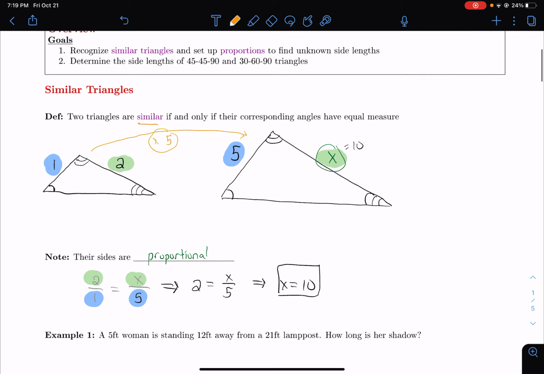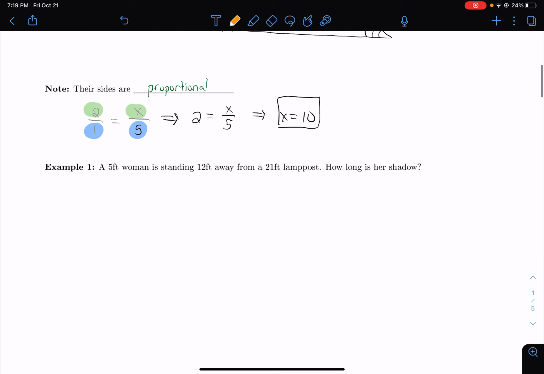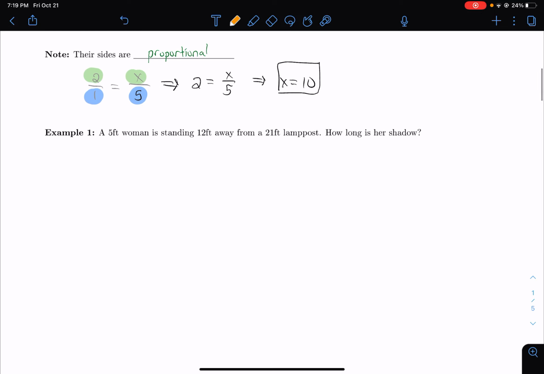All right, so let's do an example. Let's do a word problem example. This says that a 5-foot woman is standing 12 feet away from a 21-foot lamppost. And then how long is her shadow?